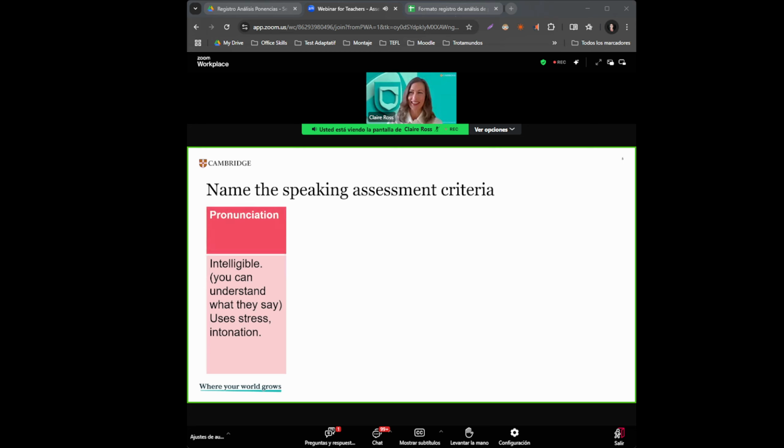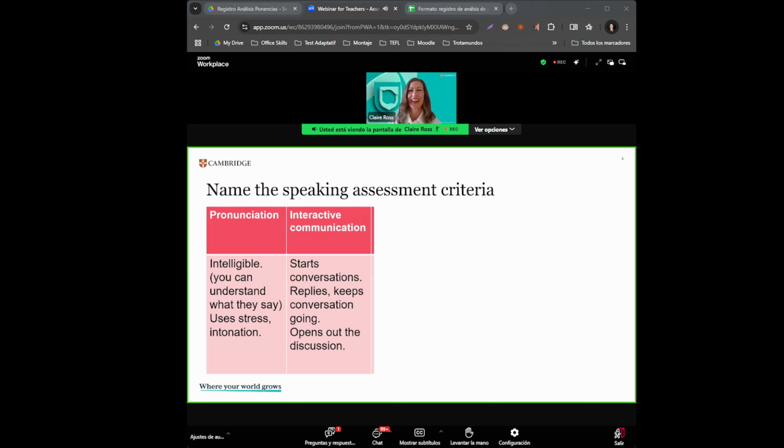Here's the next set. Tell me what the heading is. So this is about being able to start conversations, about replying to their partner, because the test is done in pairs or groups of 3, keeping the conversation going. Importantly, at the higher levels is opening out, widening the conversation. Right, lots of people saying interaction. That's right, so this one is interactive communication.